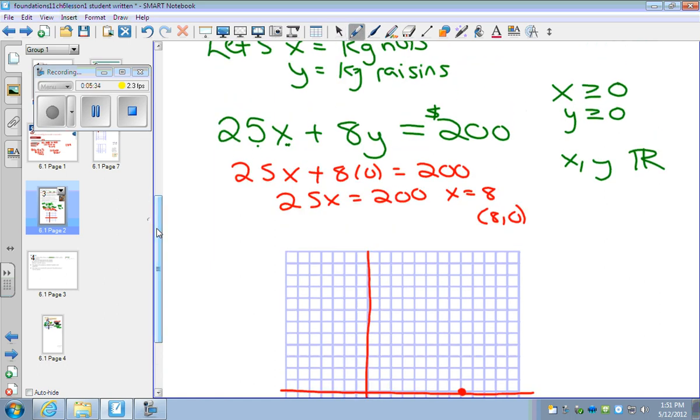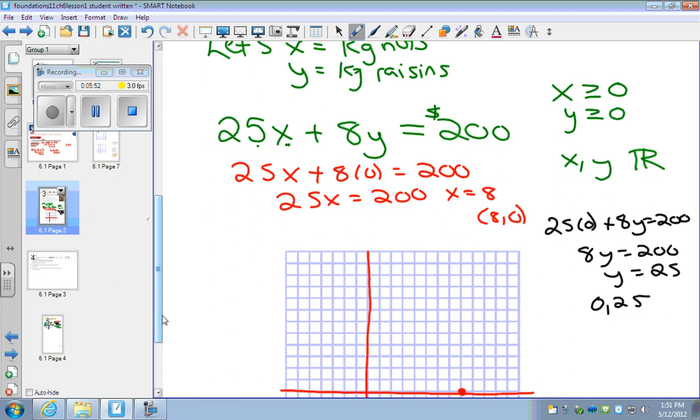Now let's do the y-intercept. We're going to let x be 0. So 25 times 0 plus 8 times y equals 200. 8y equals 200. y equals 25. So we have the point (0, 25). Uh-oh.